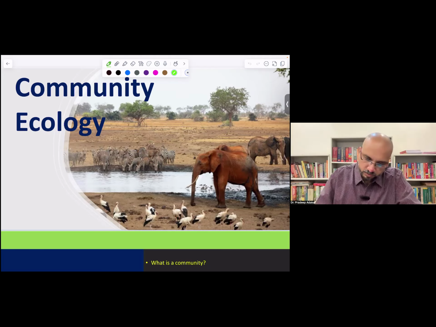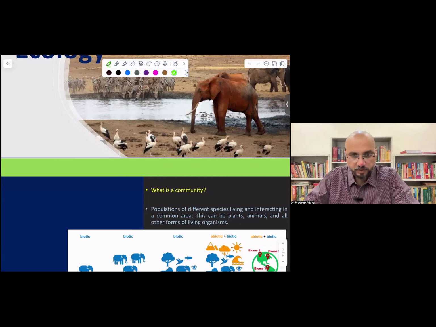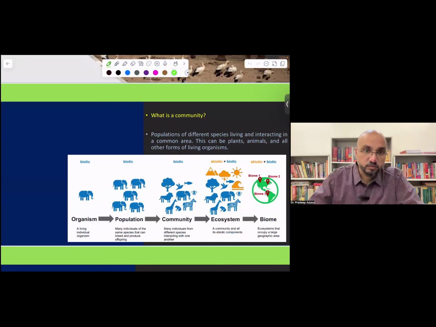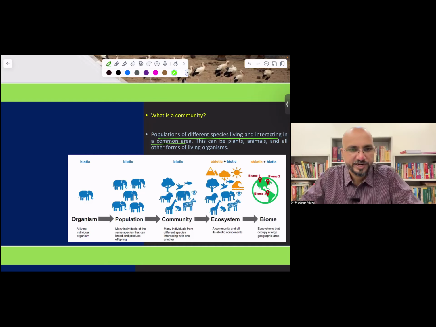Okay. So let us start with the meaning of community, then we can proceed. So what is a community? So community is multiple species living in a common area and interacting among themselves. Okay. So populations of different species living and interacting in a common area, that is your community.